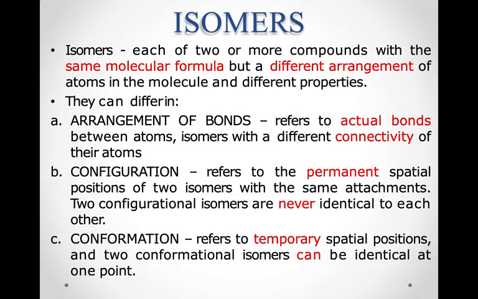Isomers are each of two or more compounds with the same molecular formula but a different arrangement of atoms in the molecule and different properties. They can differ in the arrangement of bonds, referring to actual bonds between atoms. Isomers with a different connectivity of their atoms. Configuration refers to the permanent spatial positions of two isomers with the same attachments. Two configurational isomers are never identical to each other. Conformation refers to the temporary spatial positions, and two conformational isomers can be identical at one point.